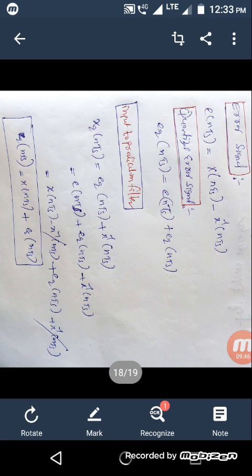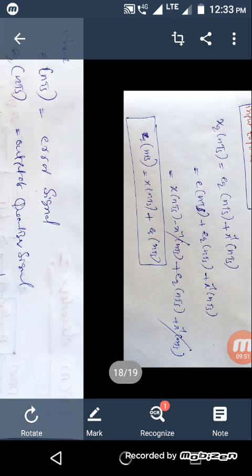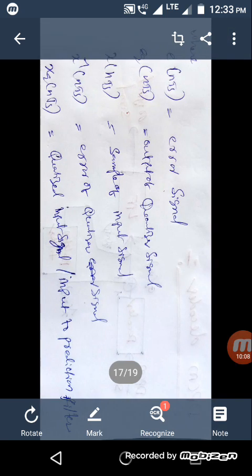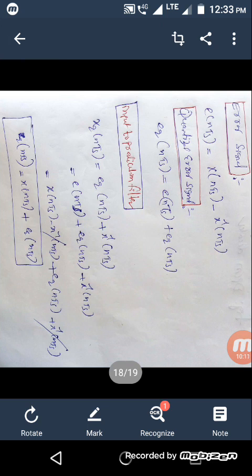And the quantized error signal, that means eq of nTs. Here we are seeing two positive symbols, which means two signals are entering. They are e of nTs and eq of nTs, so the quantized error equals e of nTs plus eq of nTs. Both signals are entering to the quantized error signal.